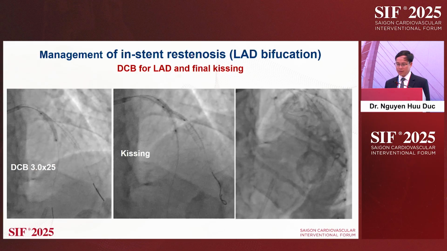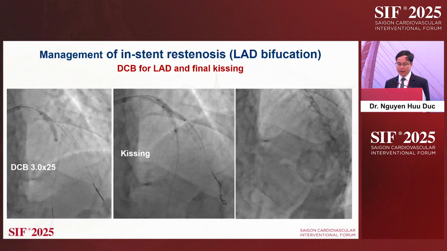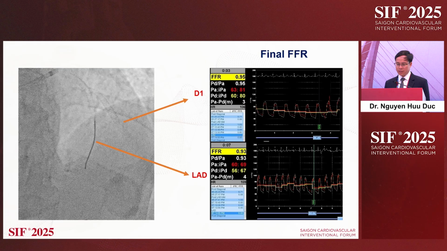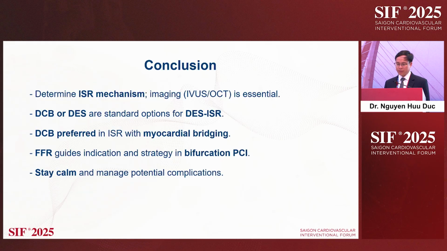And after that, there is no total occlusion or perforation, and we do kissing and a final DCB for the LD, and this is the final angiography. And after five months, we check again. At that time, we check FFR, negative for LD and D1. And one month later, the patient is stable, free of chest pain, and EF improved.